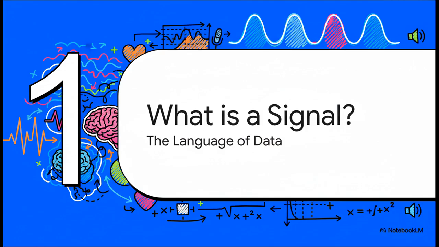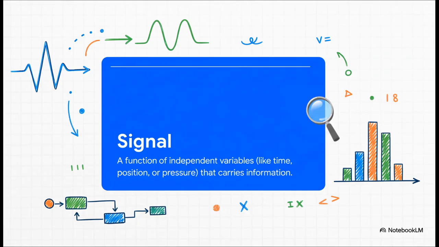What exactly is a signal? You can think of it as the language that biology speaks, and our job is to become fluent translators. At its absolute core, a signal is just a function that's carrying information. Its entire purpose is to be a messenger holding some useful piece of data that we really want to extract. And signal processing, that's just how we learn to read the message.